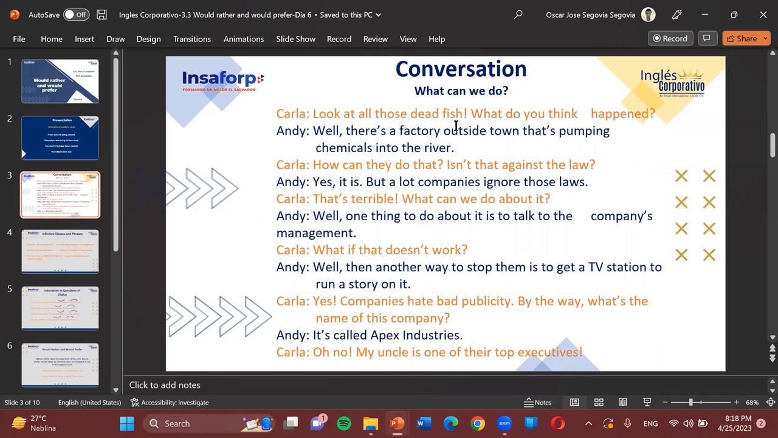Look at all those dead fish. What do you think happened? Well, there's a factory outside town that's pumping chemicals into the river. How can they do that? Isn't that against the law? Yes, it is. But a lot of companies ignore those laws. That's terrible. What can we do about it? Well, one thing to do about it is to talk to the company's management. What if that doesn't work? Well, then another way to stop them is to get a TV station to run a story on it. Yes, companies hate bad publicity. By the way, what's the name of this company? It's Goal Apex Industries. Oh no, my uncle is one of the top executives.